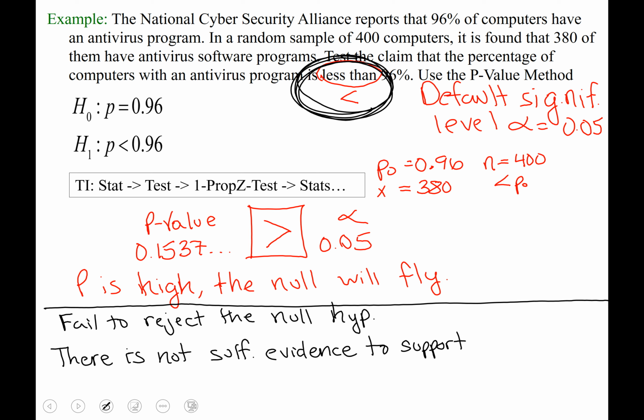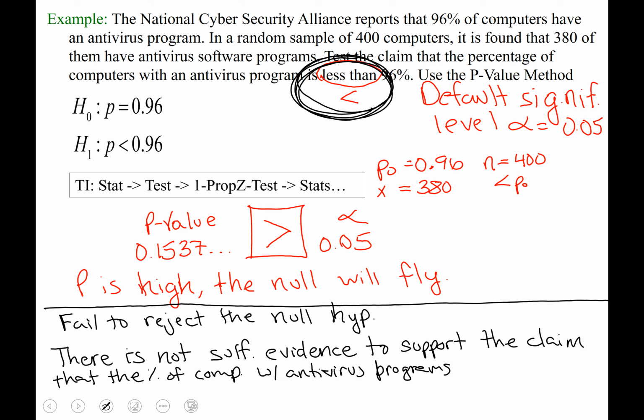All right, no more decisions to be made. We just write the claim that, and we restate the claim. The percentage of computers with antivirus software programs is less than 96%.